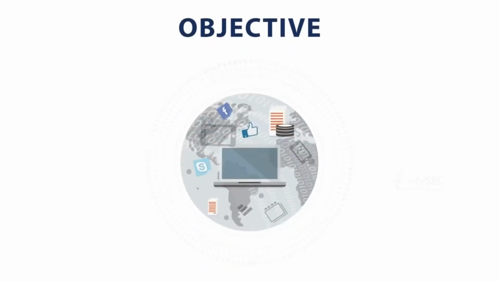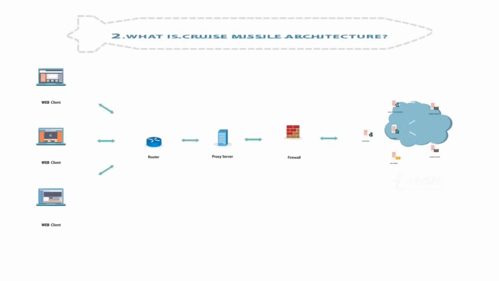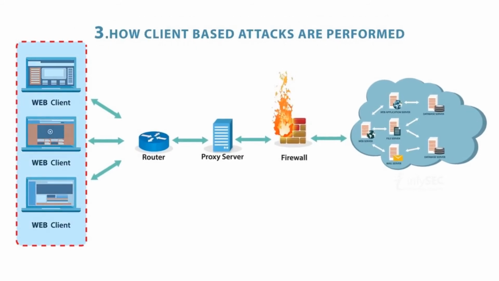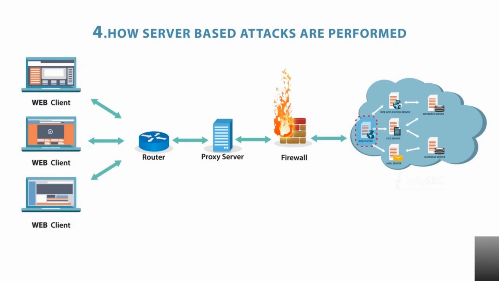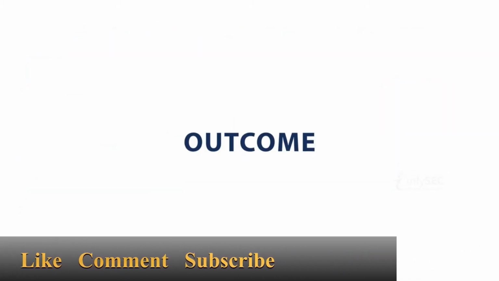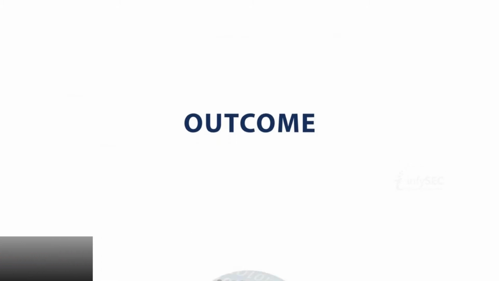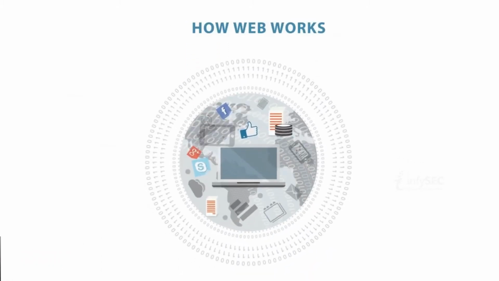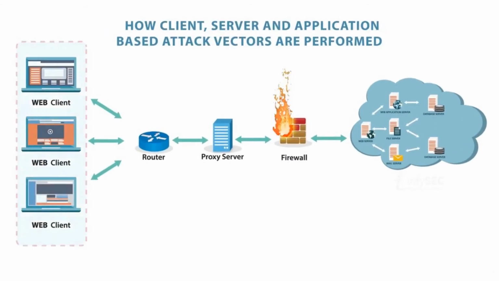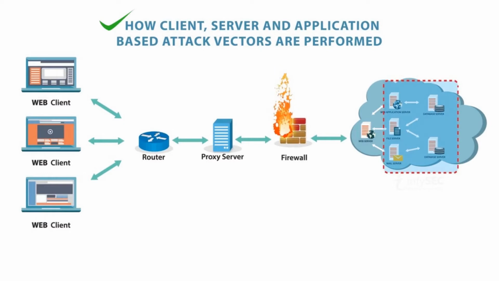Objective: to understand how the web works, what is cruise missile architecture, how client-based attacks are performed, how server-based attacks are performed, and how application-based attacks are performed. Outcome: on completion of this chapter, the participants will understand how the web works and what cruise missile architecture is, and how client, server and application-based attack vectors are performed.